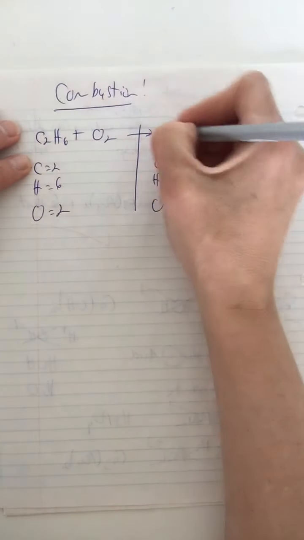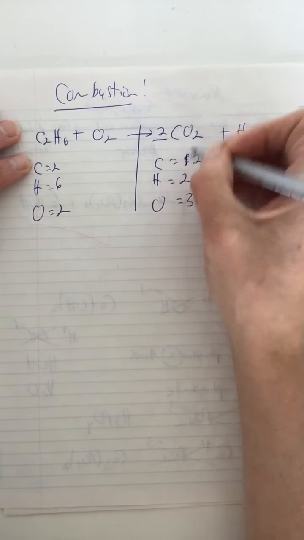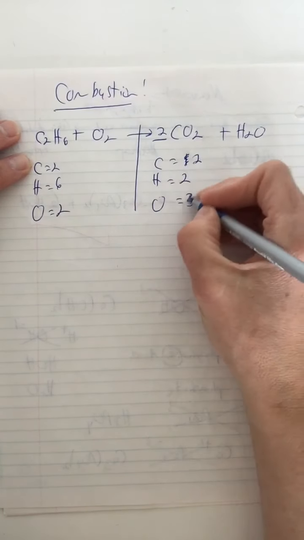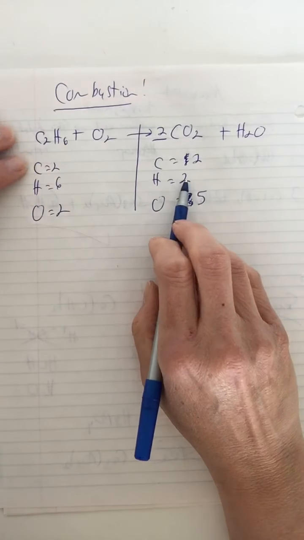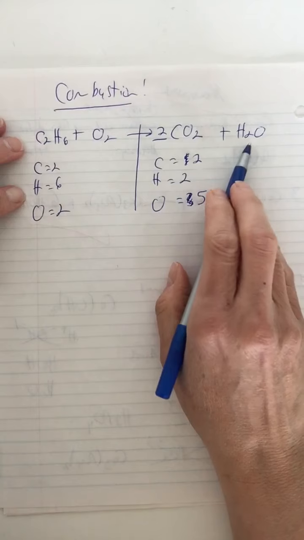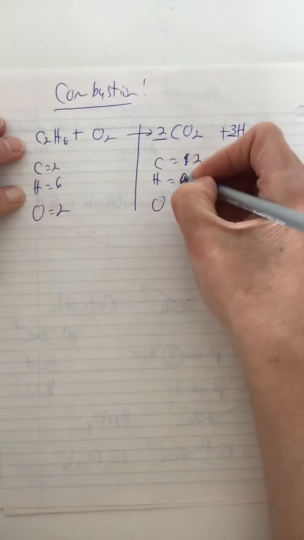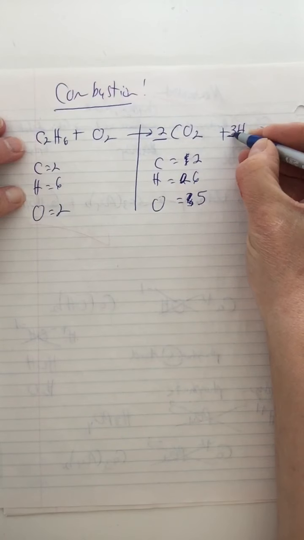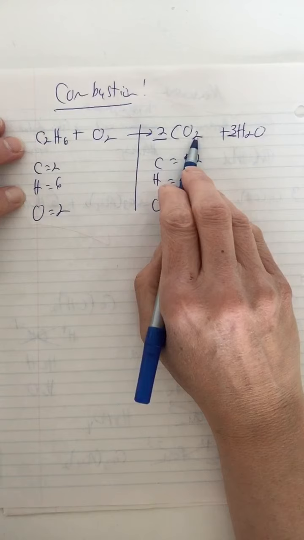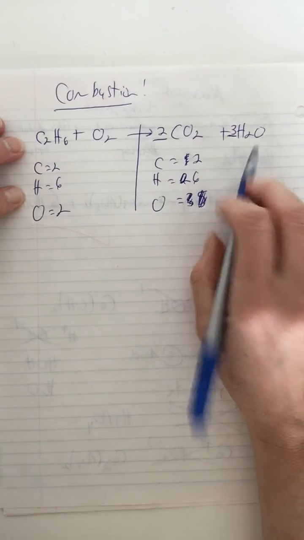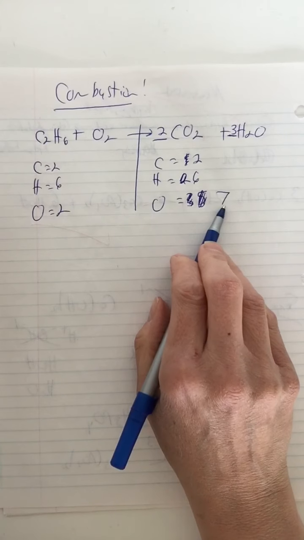All right, let's see. 2 carbons here. Let's put a 2 out front here. That gives us 2 carbons. Hydrogens over here are 6. Hydrogens over here are 2. So let's make that a 3. 3 times 2 is 6. Now I have 4 oxygens here, plus 3 is 7. So I have 7 oxygens here, and I have 2 over here.